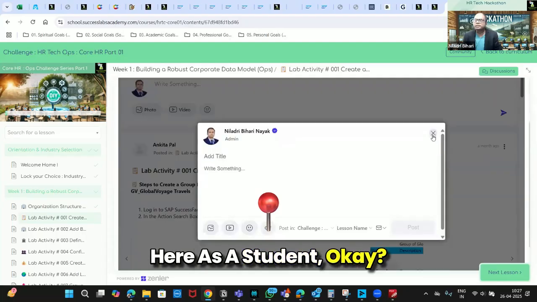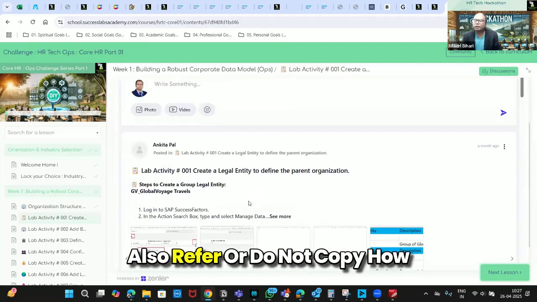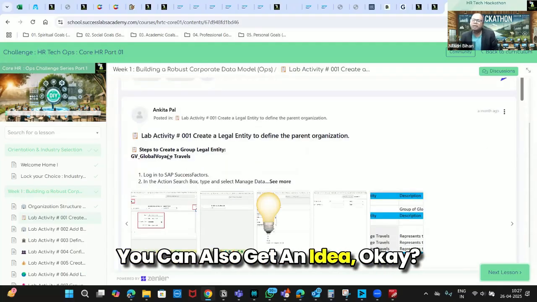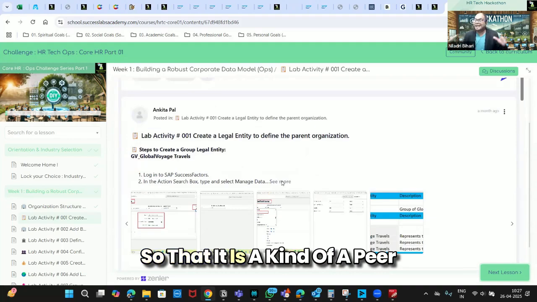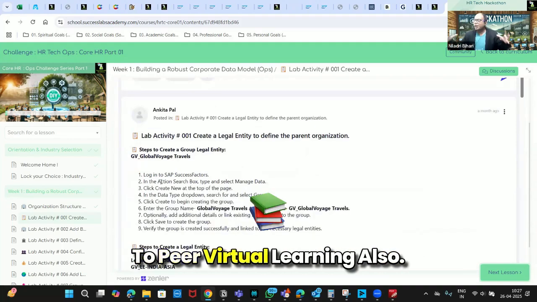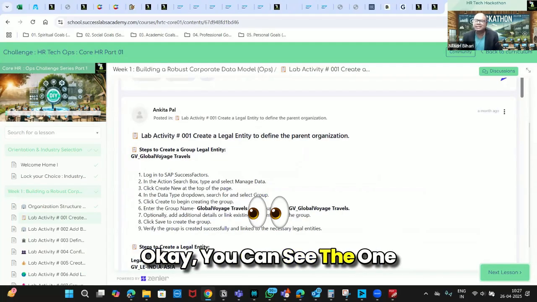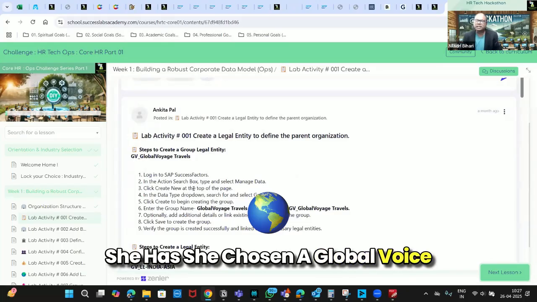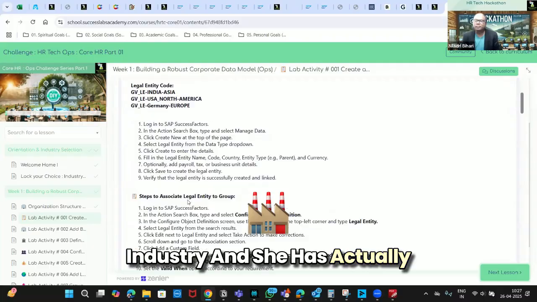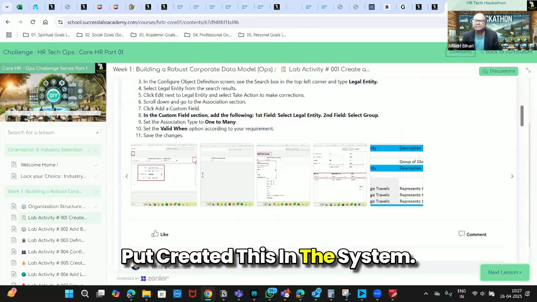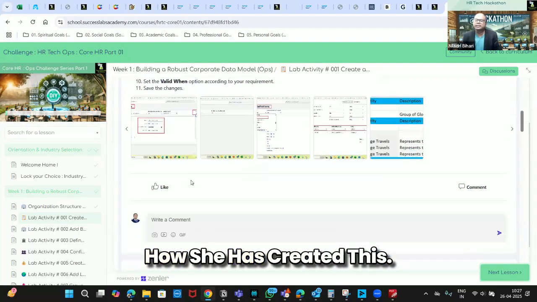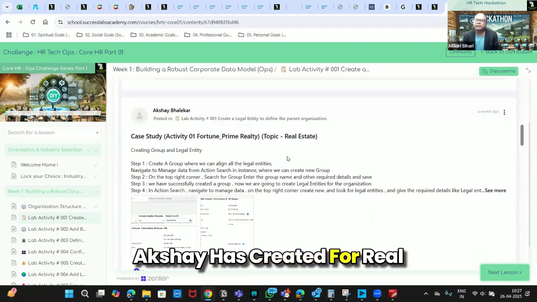As a student, you can see how you will perform. You can also refer to how other students have contributed, but do not copy. You can get an idea, so it is a kind of peer-to-peer virtual learning also. You can see one of our students, Ankita, has chosen the Global Voice industry, and she has created this in the system and mentioned step by step how she created it. Akshay has created for the real estate industry.